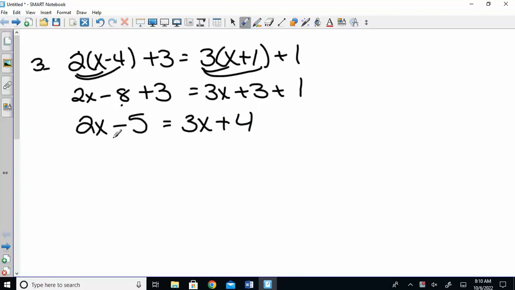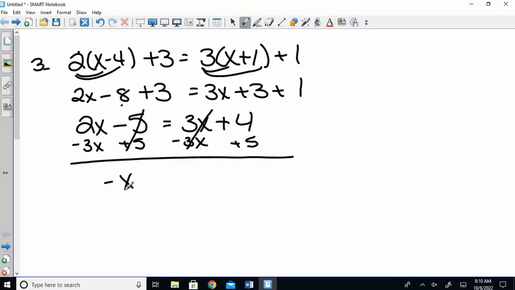So if we subtract our 3x over, add our 5 over, and get negative x equals 9, so divide by negative 1, so x is negative 9.